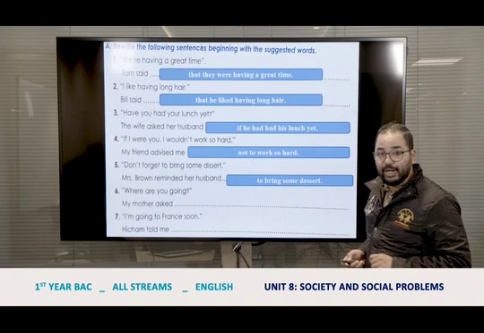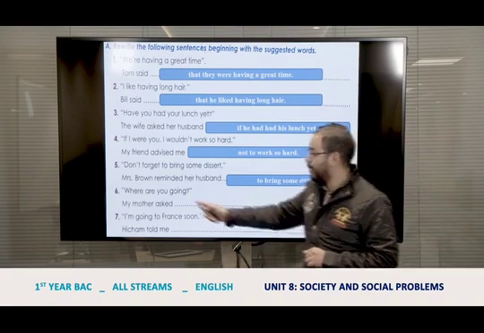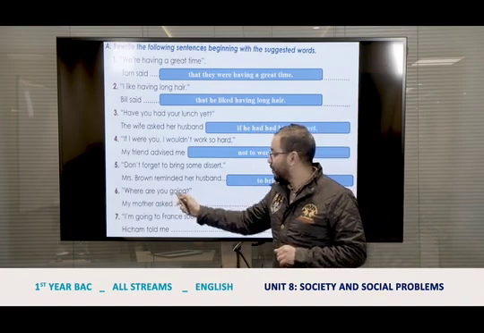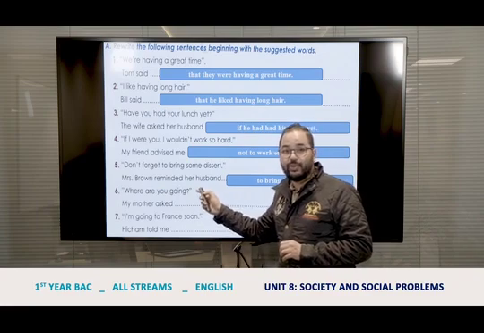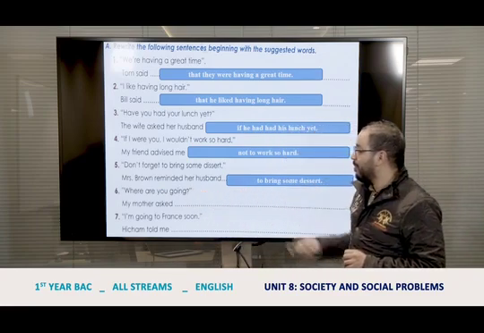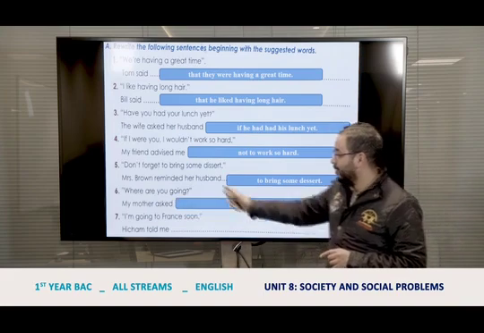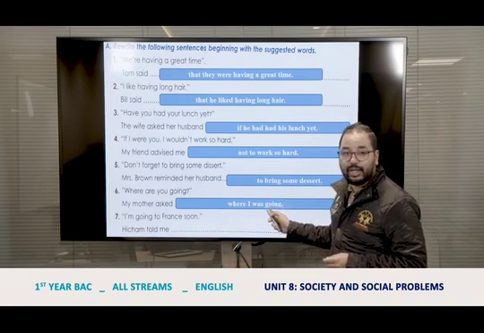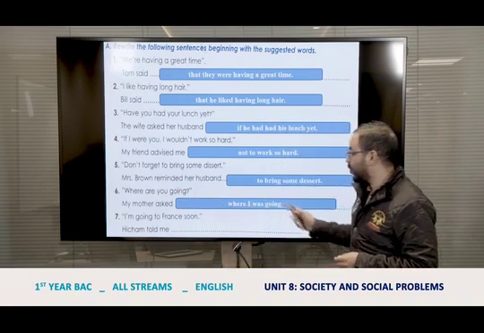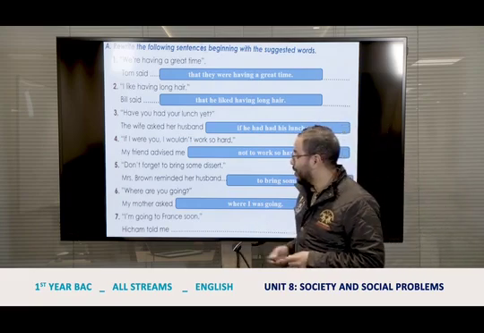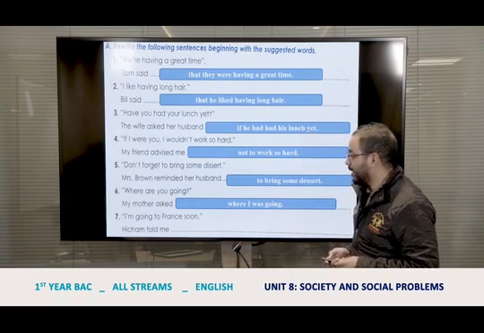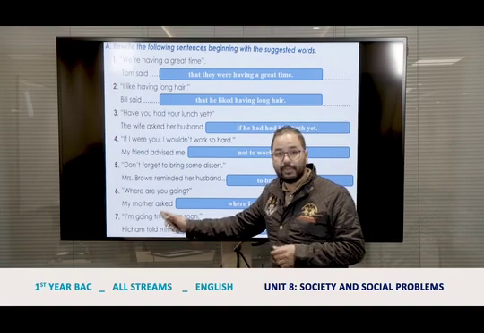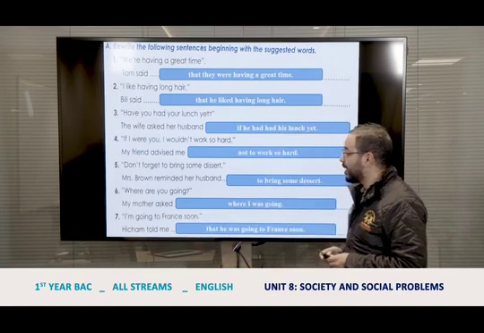"Where are you going?" My mother asked. This is a WH question, so as we said, we keep the WH word and we change the form from interrogative or question form to positive or affirmative form. My mother asked where I was going. Okay, we keep I because she asked me, of course. Are going, present continuous, was going, past continuous. "I'm going to France soon." Hisham told me that he was going to France soon.